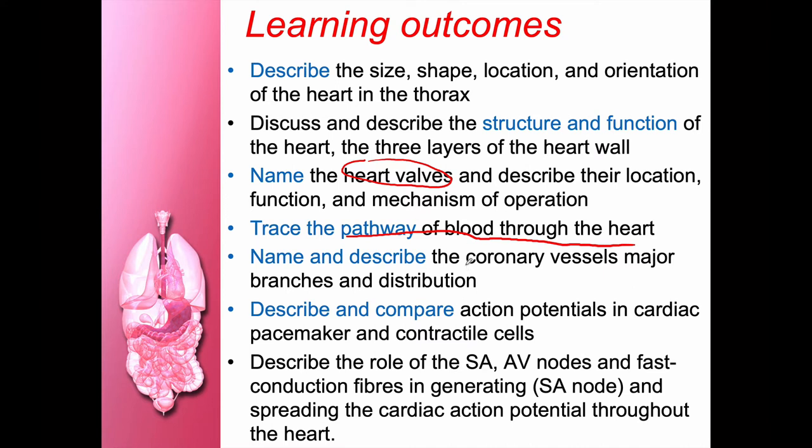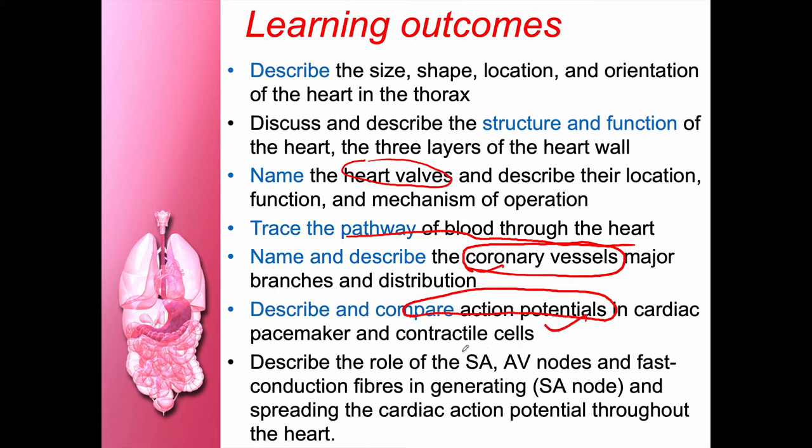Then you will describe the coronary vessels, that is, the blood supply to the heart. That's what we call coronary circulation. We will study various branches of the coronary vessels. Then the action potential in the cardiac muscles, that is the myocardium: how the myocardium is getting the electric impulse and how the muscle is contracting. This is what you will study in this objective.